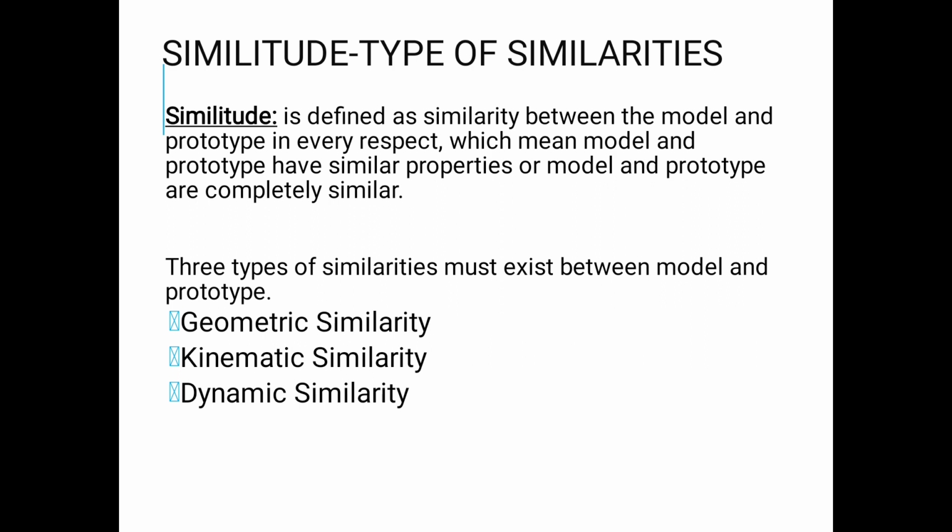Similitude or types of similarities. Similitude is defined as a similarity between the model and the prototype in every respect, which means model and prototype have similar properties, or model and prototype are completely similar. There are three types of similarities that must exist between model and prototype: geometric similarity, kinematic similarity, and dynamic similarity.